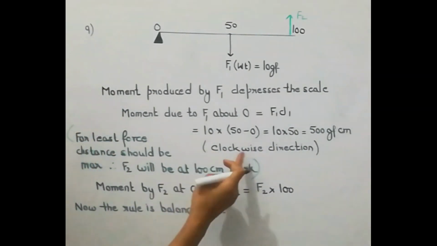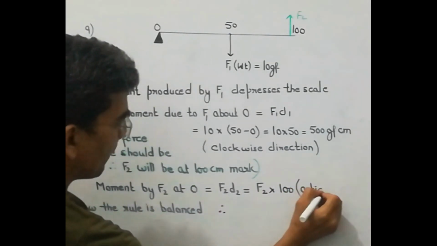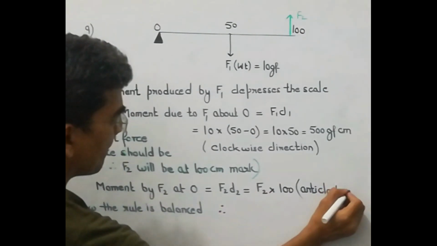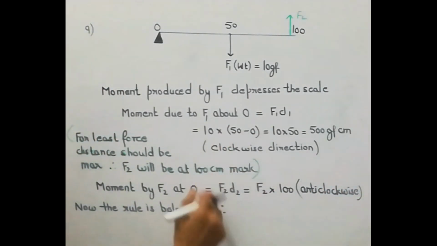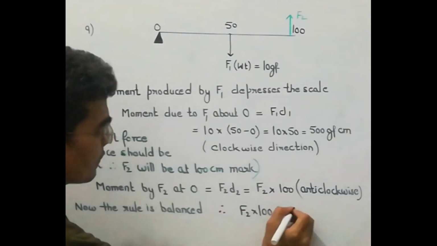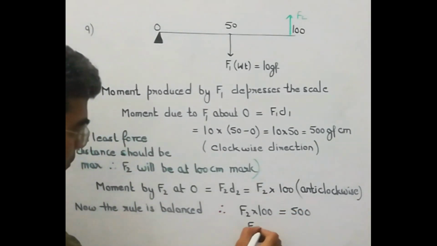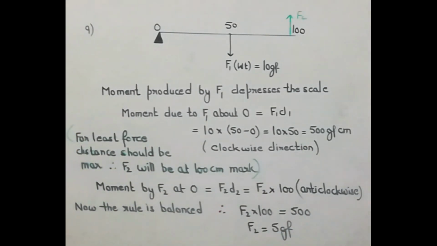Therefore, clockwise moment will be equal to, and this is anti-clockwise. So anti-clockwise moment will be equal to clockwise. It was asked what least force will balance the rule. So we can say a force of 5 GF will balance the rule. You can pause and note it down.